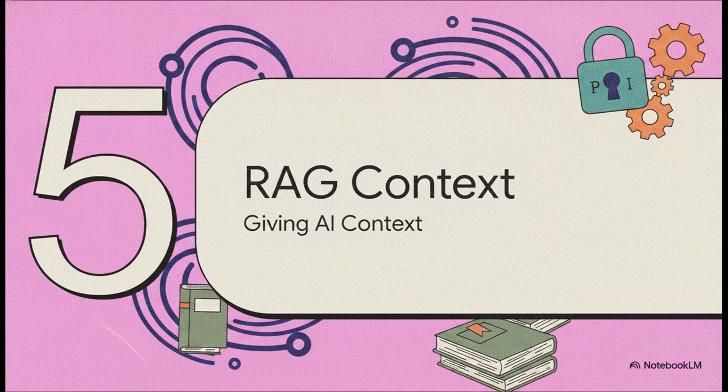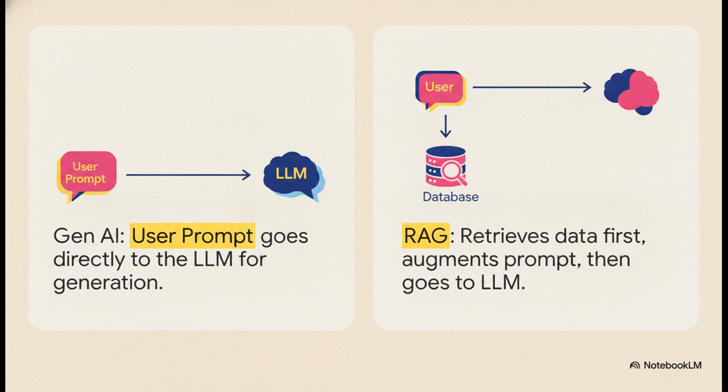Which brings us to Section 5, RAG, and giving AI some much-needed context. Okay, so what happens when your LLM needs highly specific or totally private enterprise information to avoid just making things up or hallucinating? Well, that is exactly where RAG comes in, retrieval augmented generation. The contrast is huge here.